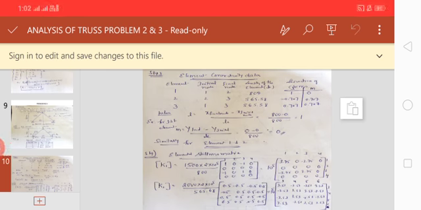Now I'll go with K1. K1 is the element stiffness matrix for the first element. What is the area? The area they have given is 1500 mm square, and Young's modulus is 2 into 10 to the power of 5, and the effective length for the first element is 800 mm. And already I have calculated the values of L and M.